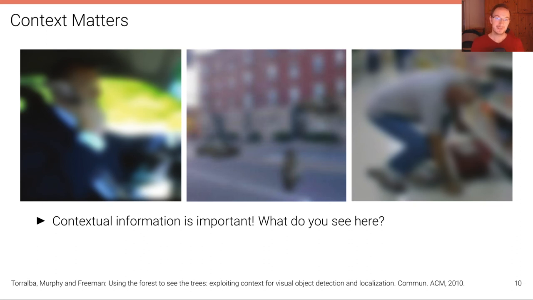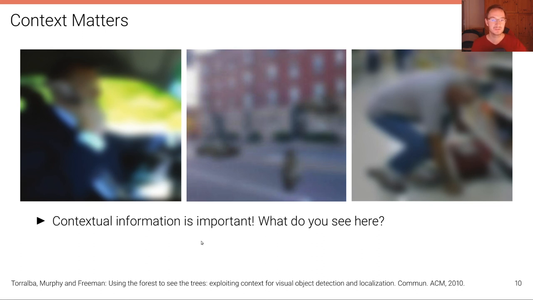One thing that's actually quite crucial for object recognition is context. Context matters a lot, but it can also be used to fool the classifier. And so it's a difficult situation in the sense that you want to use some context for object classification, for object recognition, but you don't want to rely too much on the context, because otherwise you might hallucinate something that's actually not there.